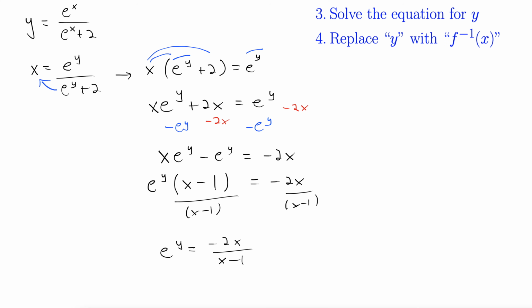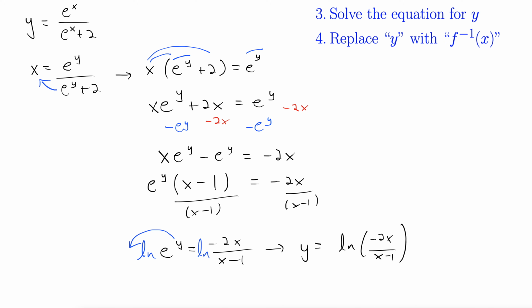Now we have a variable stuck up in the exponent. When that happens, we use a log to get it down. So I'm going to take a natural log of both sides, and the variable comes down to the front. Natural log of e is just 1, so this gives us y equals natural log of negative 2x over x minus 1.